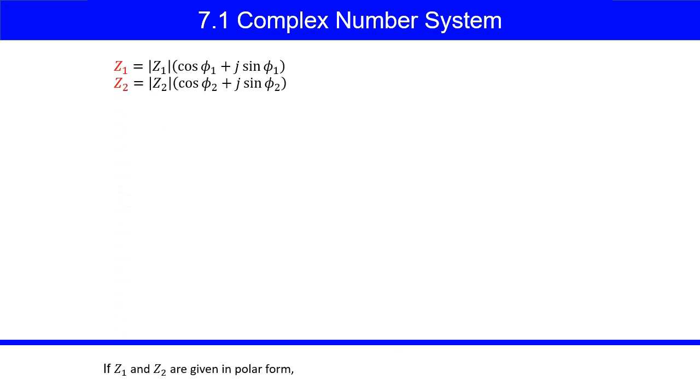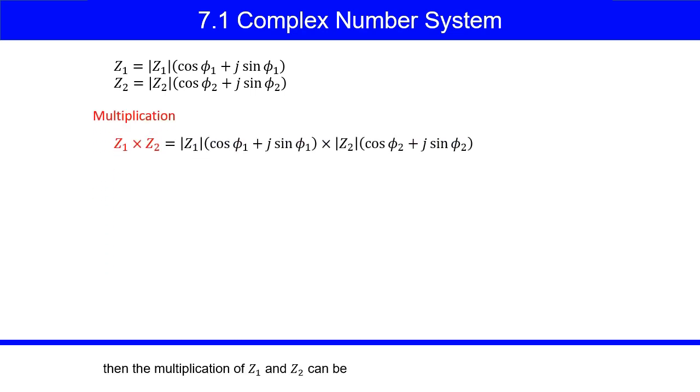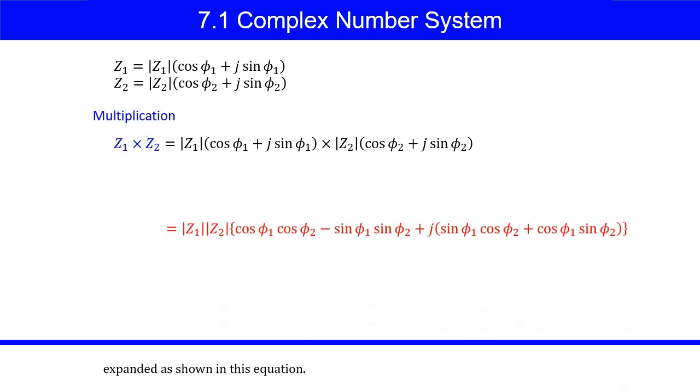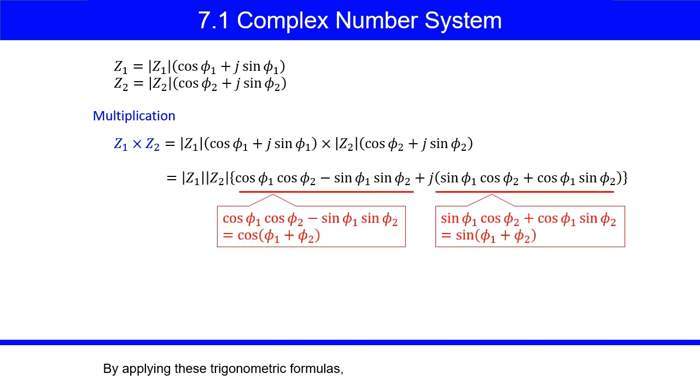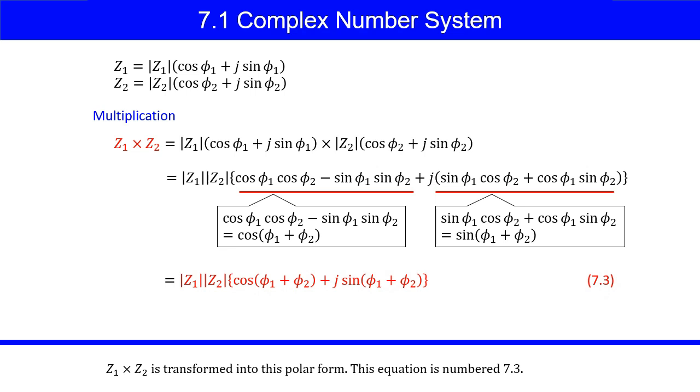If Z1 and Z2 are given in polar form, then the multiplication of Z1 and Z2 can be expanded as shown in this equation. By applying these trigonometric formulas, Z1 times Z2 is transformed into this polar form. This equation is numbered 7.3.